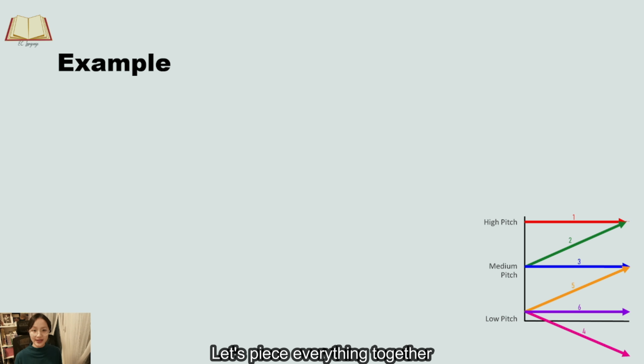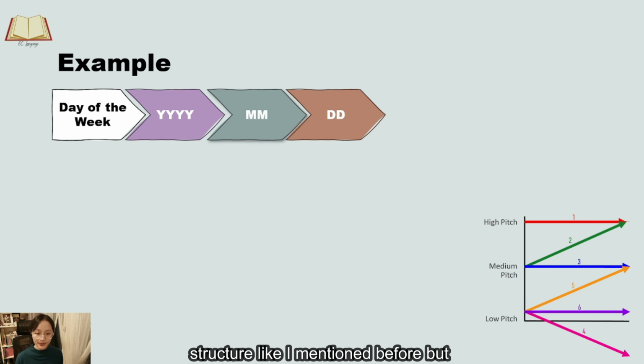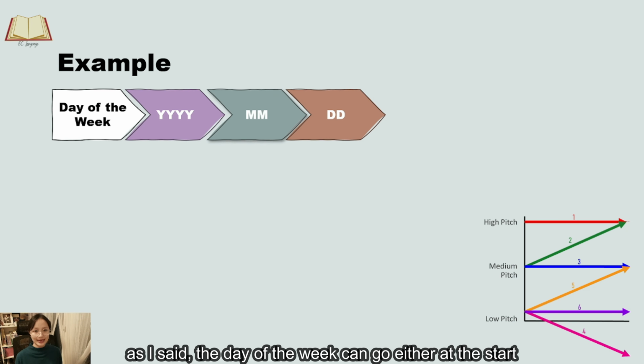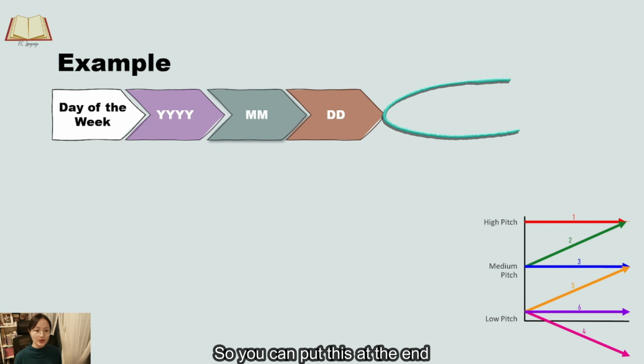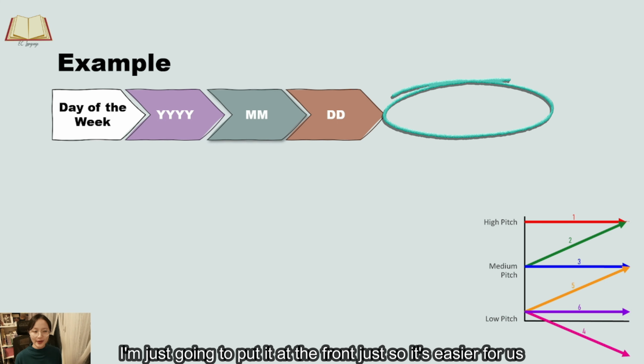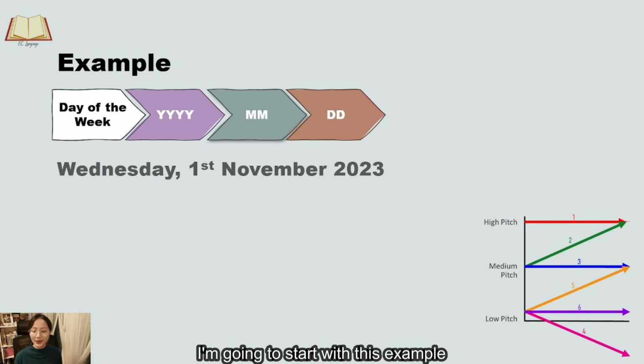Now, let's piece everything together. So, this is your structure, like I mentioned before. But, as I said, the day of the week can go either at the start or at the end of the whole date, but not in the middle. I'm just going to put it at the front so that it's easier for us to navigate. So, I'm going to start off with this example: Wednesday, 1st of November, 2023.